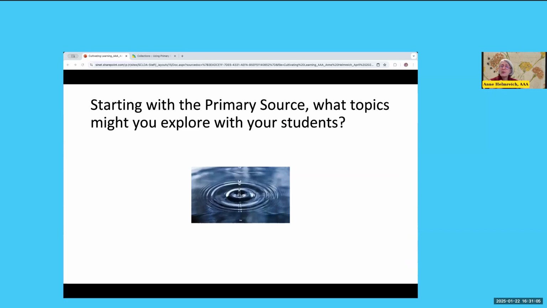So if we go back to that Obata photograph, what topics might you explore with your students? What topics might you use that primary source photograph as almost a launching pad? Or, as shown in the image, can we think of that primary source as the stone that drops in the pool and causes these ripples that take you out to other topics? Starting with that Obata photograph of his art school, what topics might you explore with your students? Where might you take that journey of discovery with them?